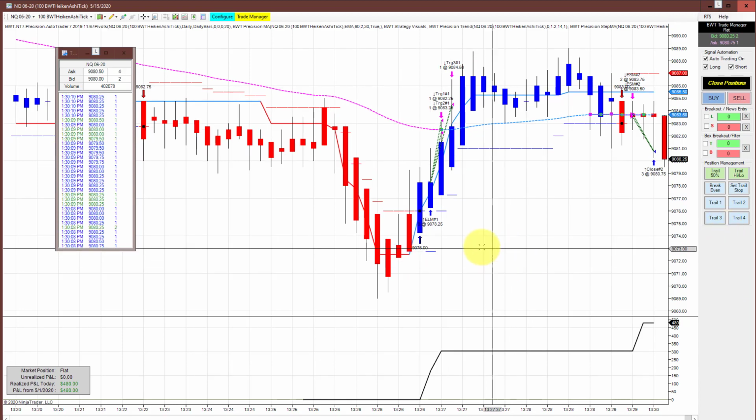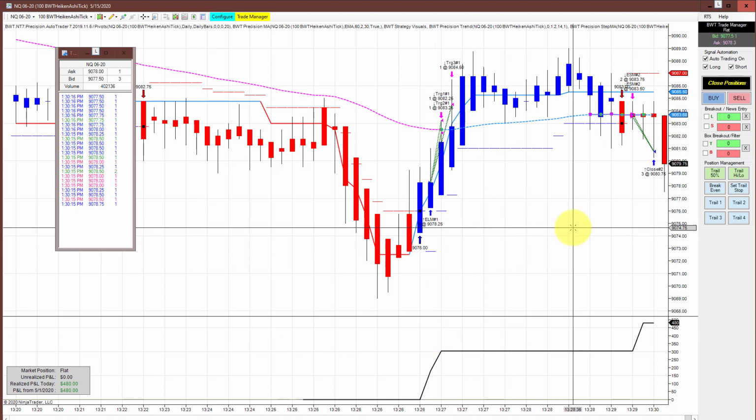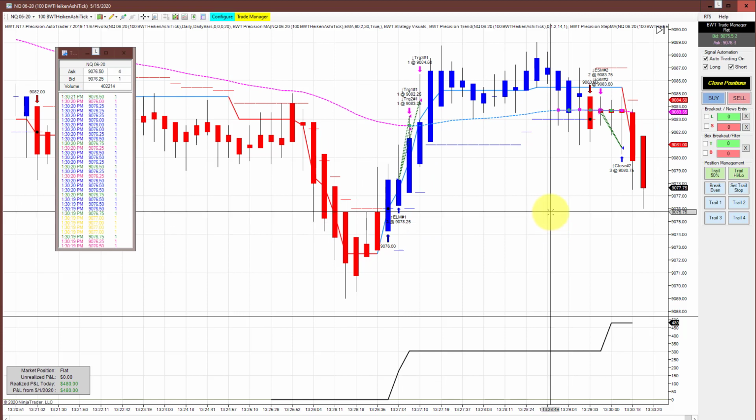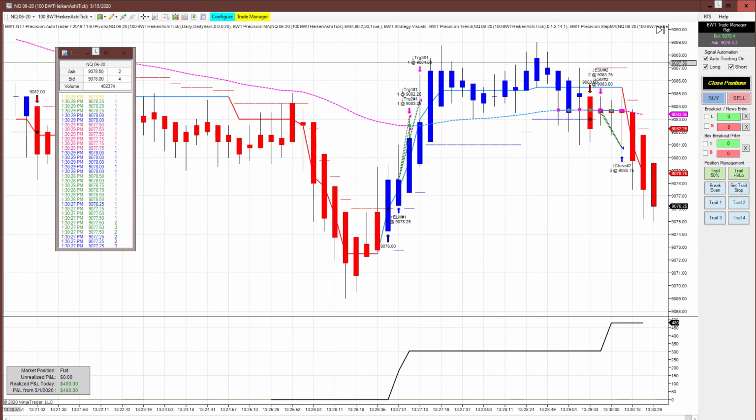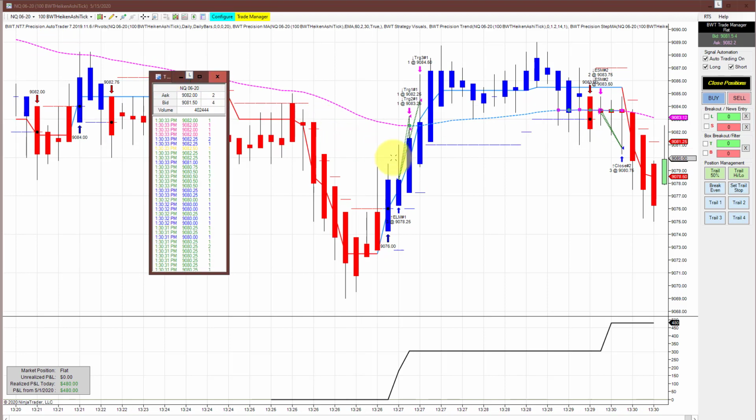We hit our goal. So this was kind of an experimental strategy that I had an idea for, and it just goes to show what you can do with the AutoTrader. It just takes some good volatility in both directions, but the possibilities are endless with what you can do with the AutoTrader.